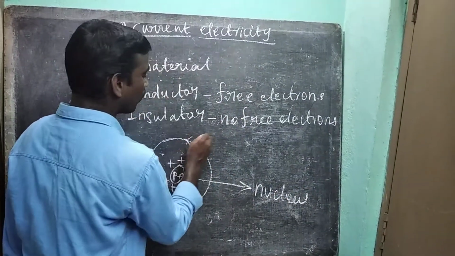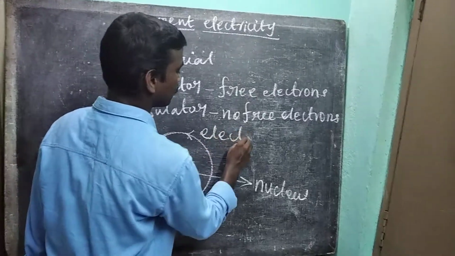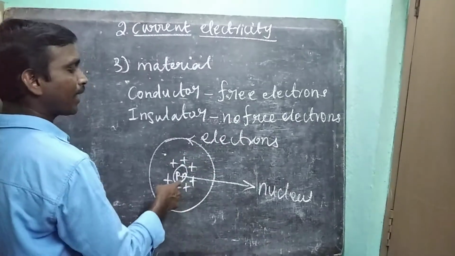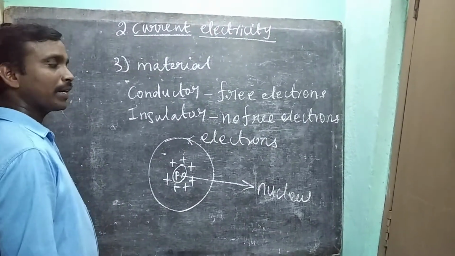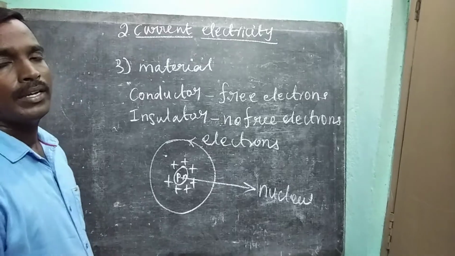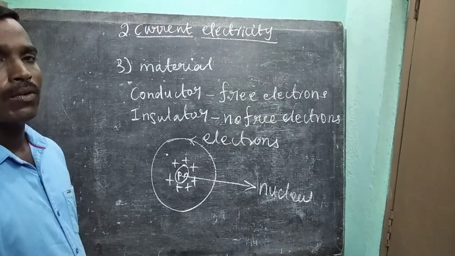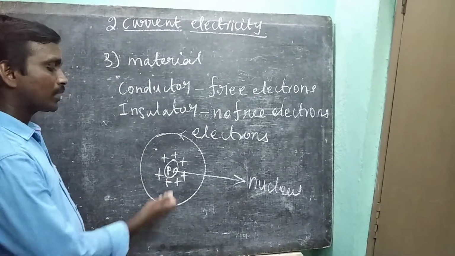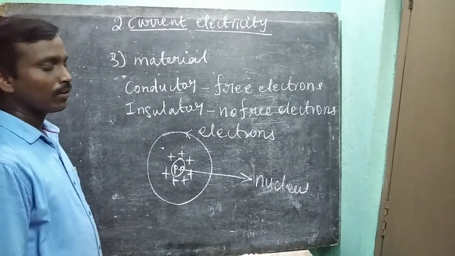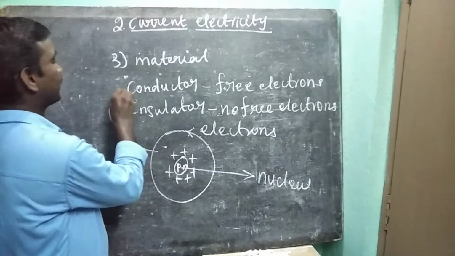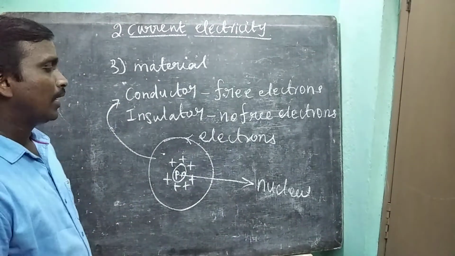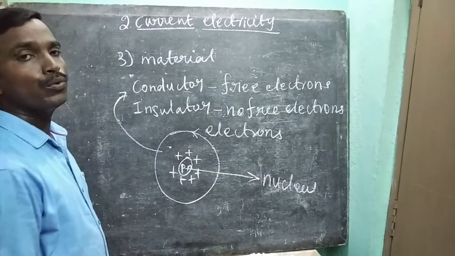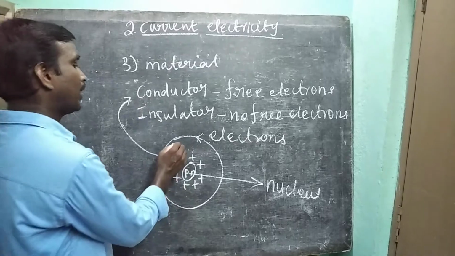Electrons are revolving around the nucleus. So in between the electrons and the nucleus some attraction force acts. That attraction force is very weak. That means it has free electrons, or electrons loosely bound to the nucleus of an atom are called free electrons. That is called conductor. Next, electrons are tightly bound to the nucleus of an atom. It has no free electrons. That is called insulator.